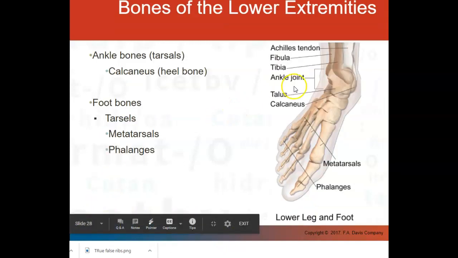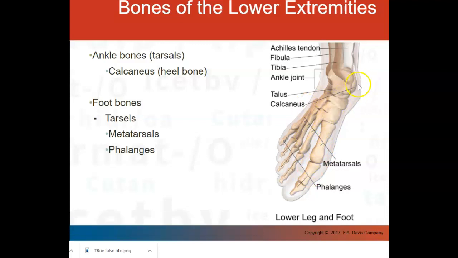Ankle bones, and this is just a bigger blown up picture. There's your phalanges, there's your 4 or 5 toes, your metatarsals. The calcaneus wasn't shown in there, but that's your heel bone back here.